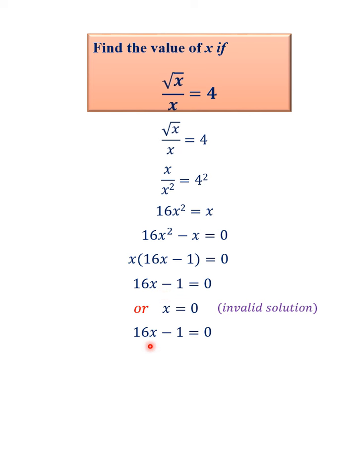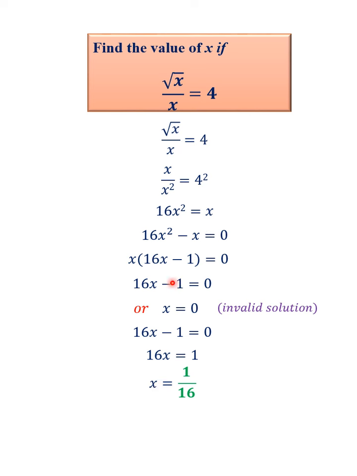To obtain x, we take this negative 1 to the right hand side so that we have 16x equals 1. And the value of x is obtained by dividing both sides by 16, giving us x to be equal to 1 over 16. So this is the answer to the question.